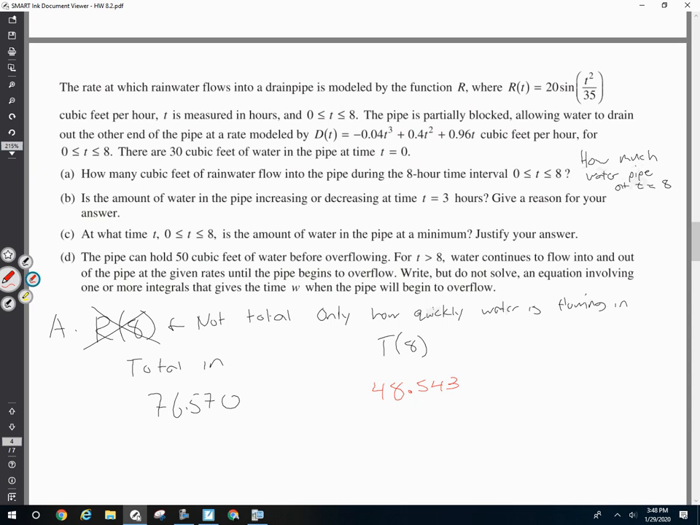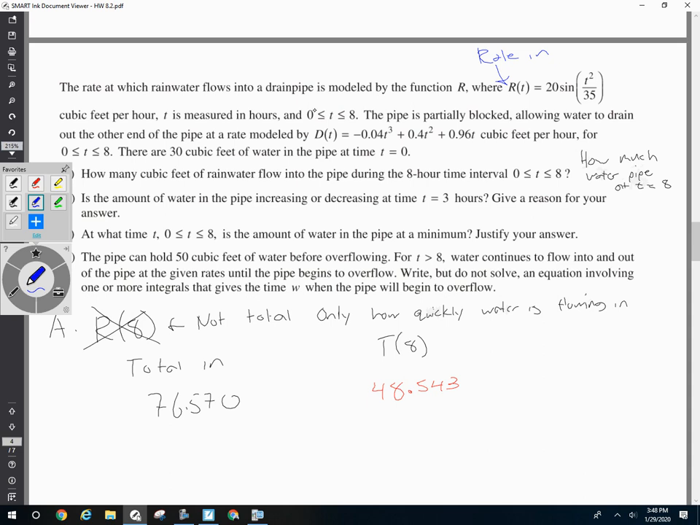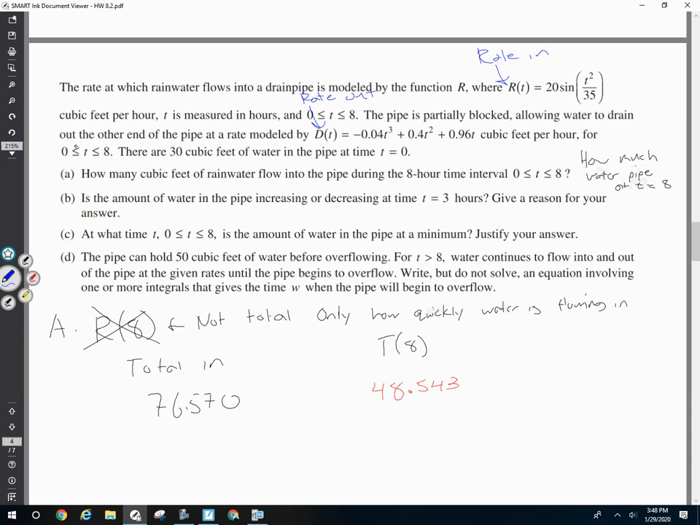Now, the key pieces of information. If you did not see them, I like to identify them at the beginning. When I'm reading the question, I'm going to label. All right, R of T, that's my rate in. D of T, that is my rate out. 30 cubic feet of water, that is my initial amount. Okay? So, for a total in, I need just to have the integral of my rate in.